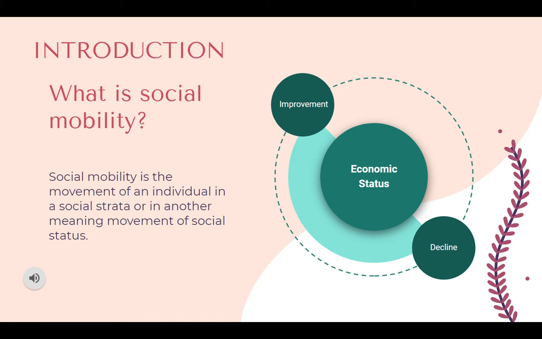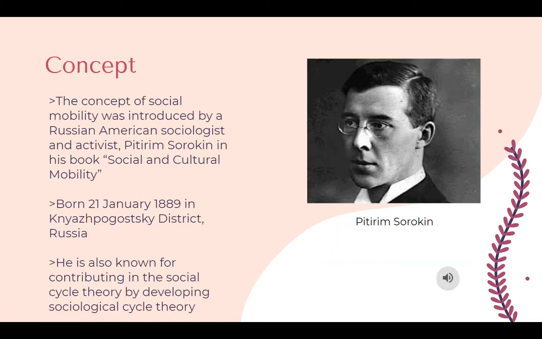Continuing from the previous slide, the concept of social mobility was first introduced by a Russian-American sociologist and activist, Pitirim Sorokin, in his book Social and Cultural Mobility. He was born on the 21st January 1889 in the Nyas-Fagotsky district in Russia. He is also very well known for contributing to the social cycle theory by developing sociological cycle theory. You can see his face on the right side of the slide.